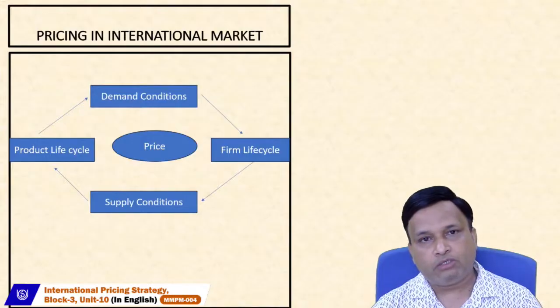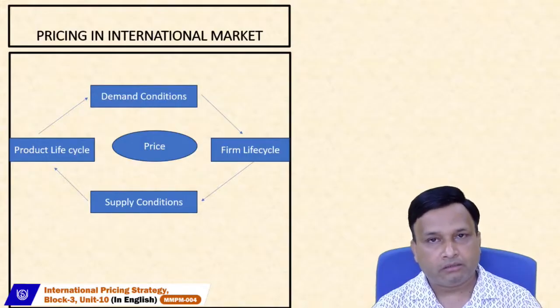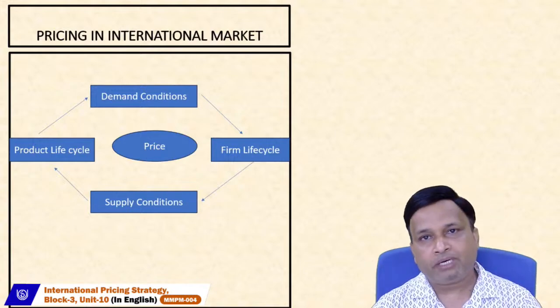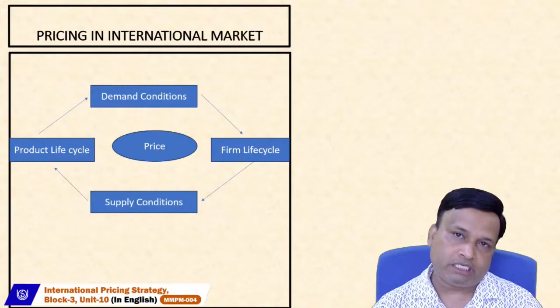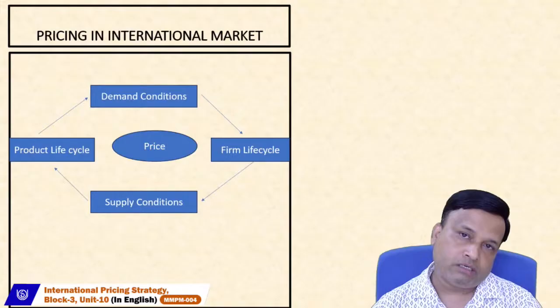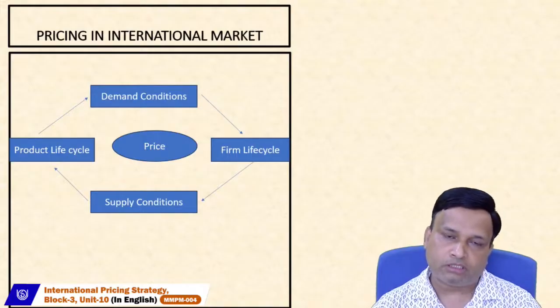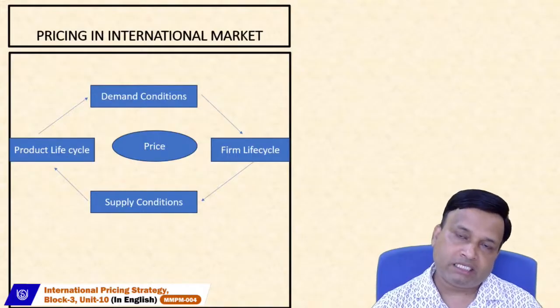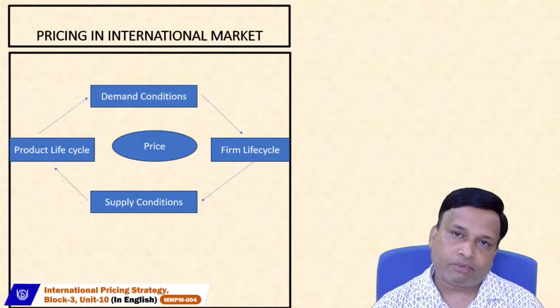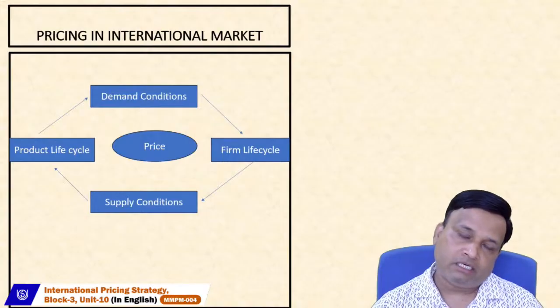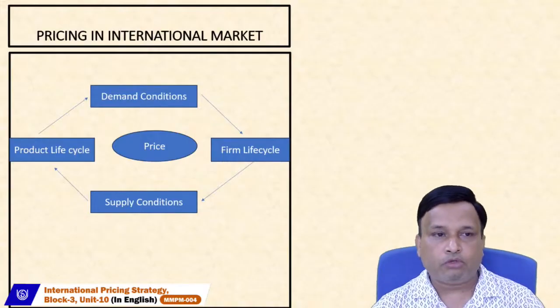The second one is demand conditions. The demand is for the product. If the demand is high, you will be charging a high price. If the demand is low, you will be charging a lower price. Then there is demand elasticity: whether reducing the price has an impact on the demand or there is no impact on the demand. Whether a price rise or price cut has an impact on demand will decide the demand conditions.